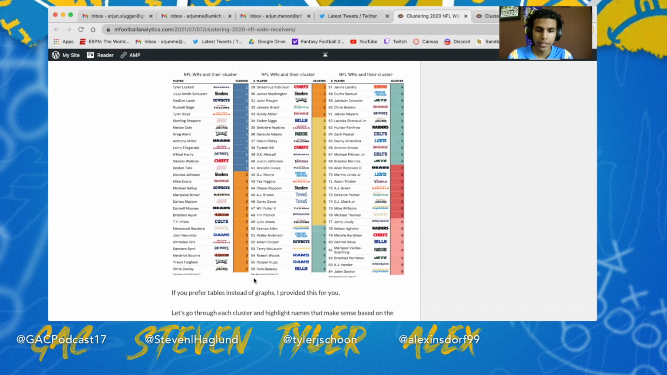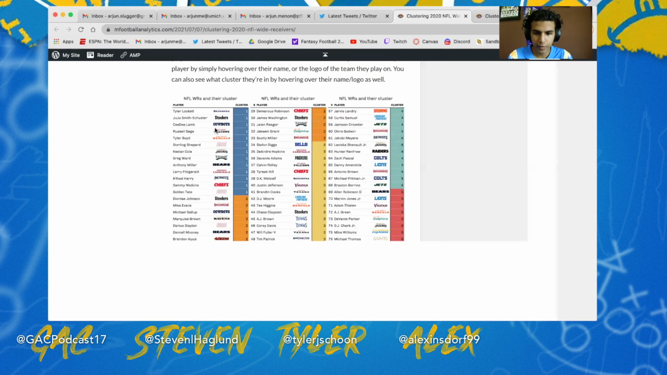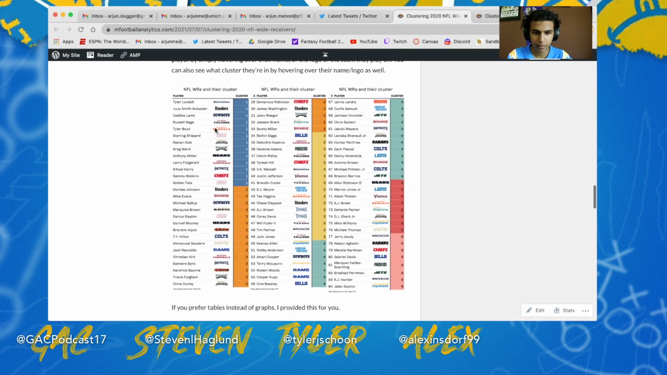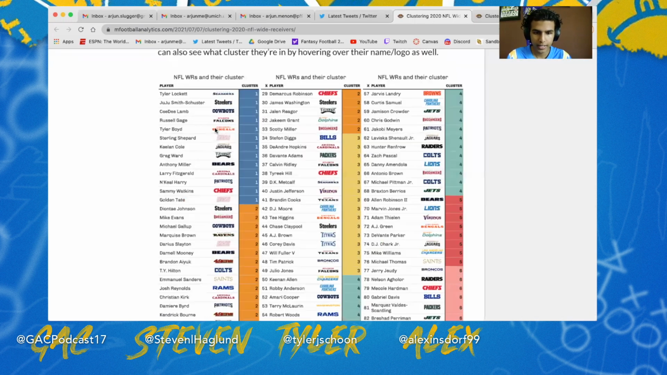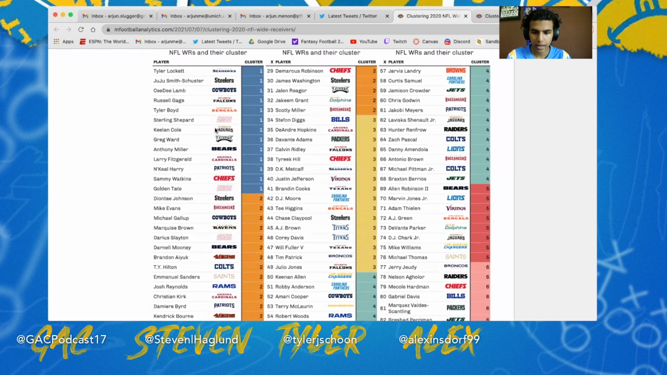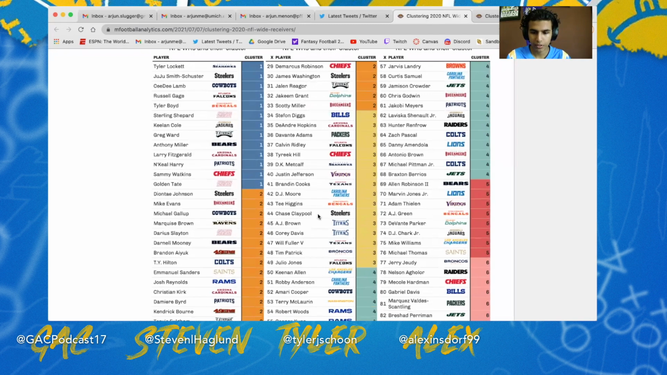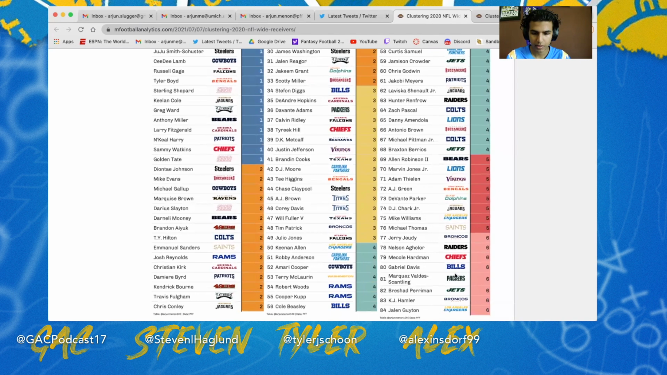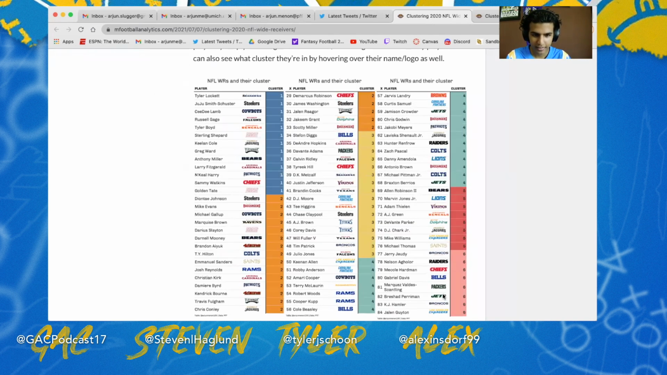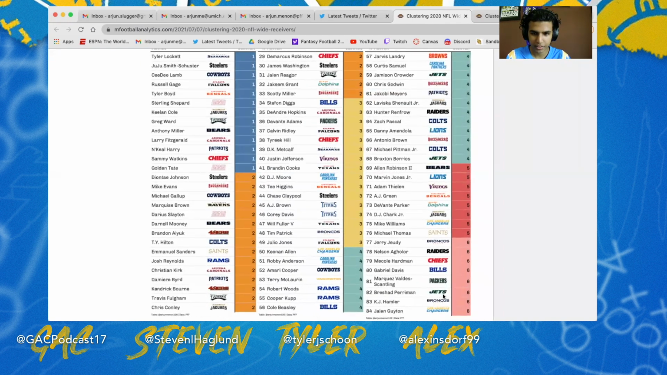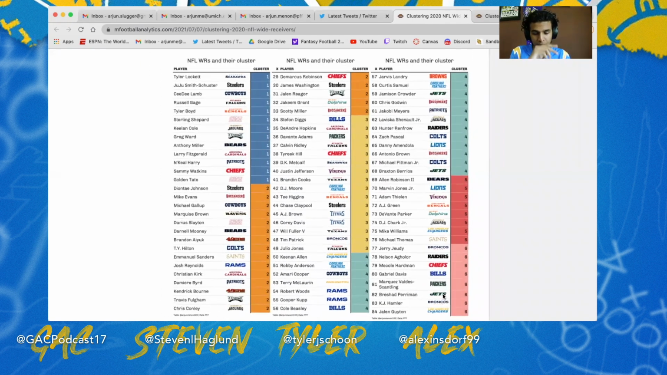Okay, so here, I can't really zoom in without showing the entire thing, but you can kind of see every receiver and what cluster they're in. There's a couple names down at the bottom. I'm sorry, hold on. Okay, it's going to be a little bit tough to crop this. Okay, there you go. So as we can see on the chart, I'm just going to go straight to where the Chargers receivers are.